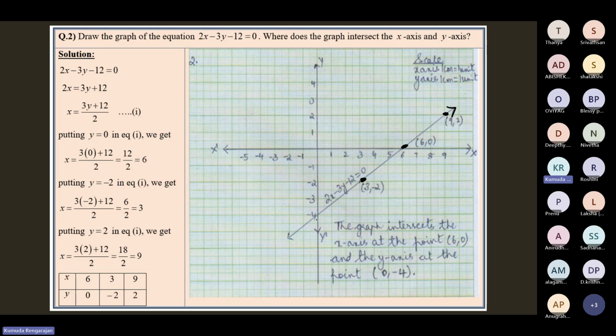So use the arrows at either end and write the equation on it. And write the points you've plotted and the scale, x, x dash, y, y dash.